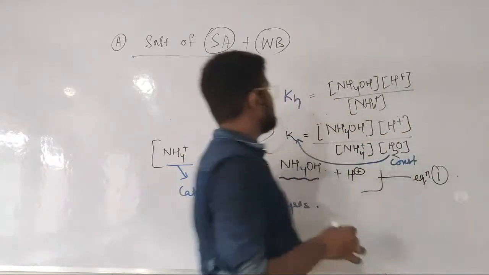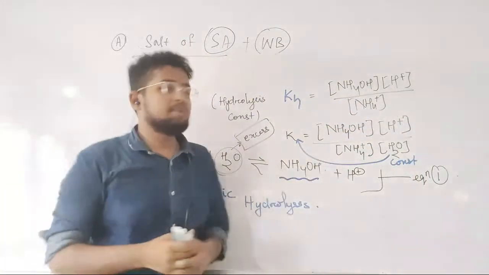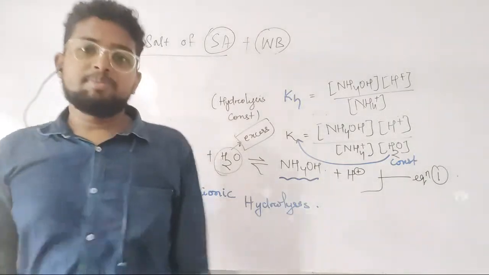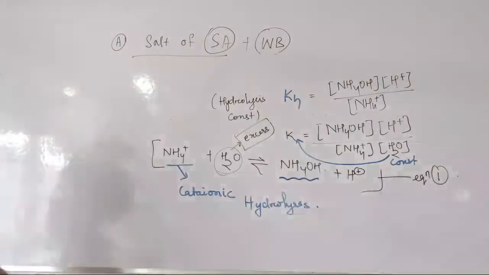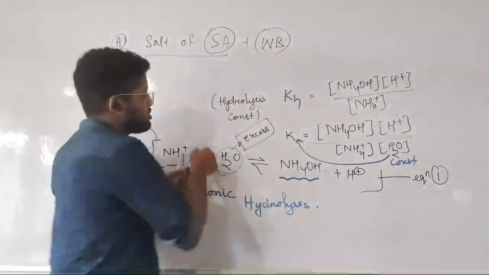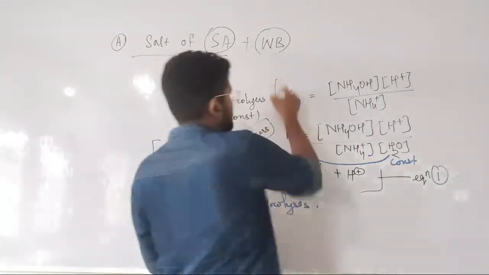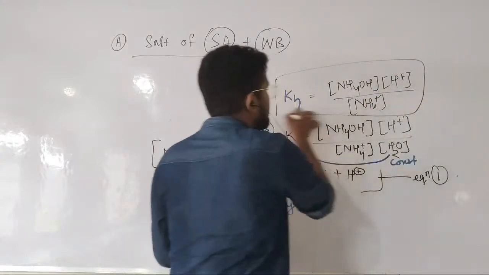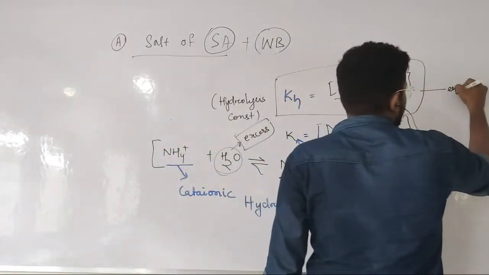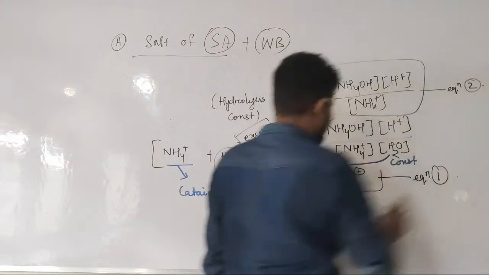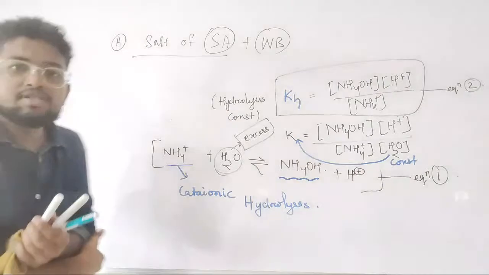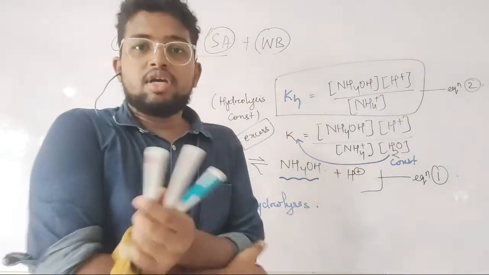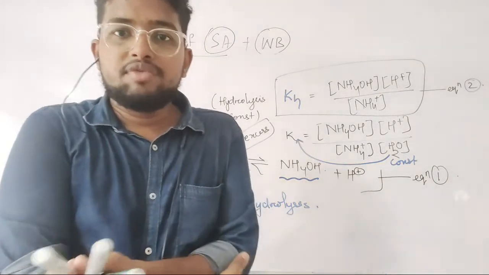For NH4 plus, KH will be NH4OH multiplied into H plus divided by NH4 plus. So did you understand? The hydrolysis constant is something new which is coming as KH, and we can keep it as equation 2. So for the first equilibrium, we are getting equation 2 as K hydrolysis. Okay, we'll repeat.